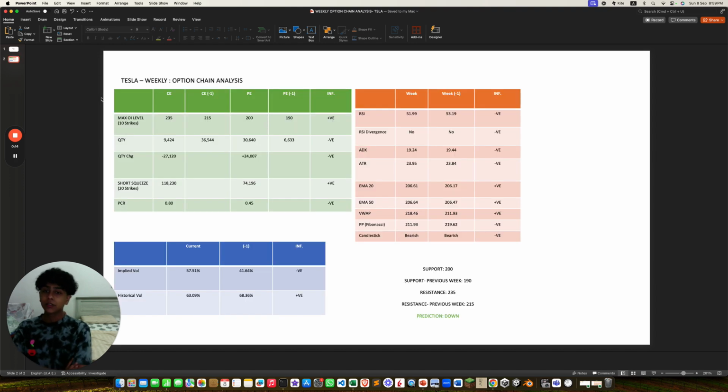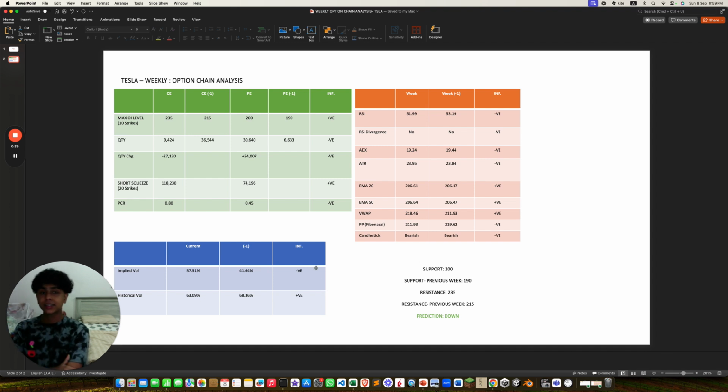The max Y level has decreased for CE and increased for PE. Has increased for CE and PE, that's positive. Quantity is higher for PE, that's negative. Change is higher for PE, that's negative. Short squeeze is higher for CE, that's positive. PCR is still below 1, that's negative. Implied volatility is higher and historical volatility is lower, so that's a negative and a positive respectively.